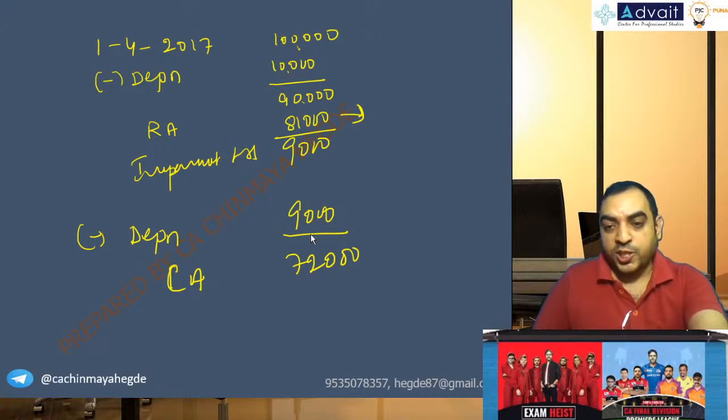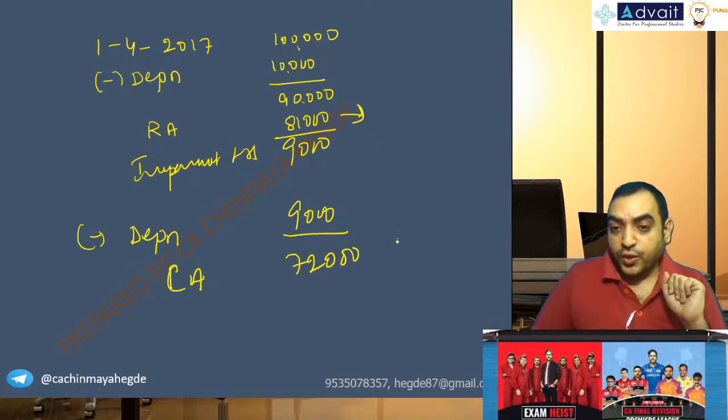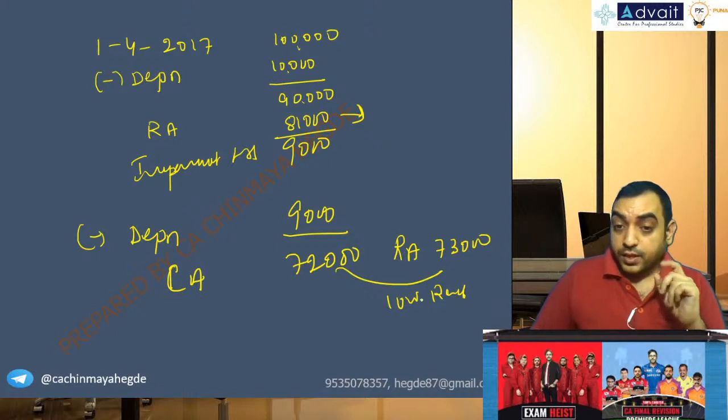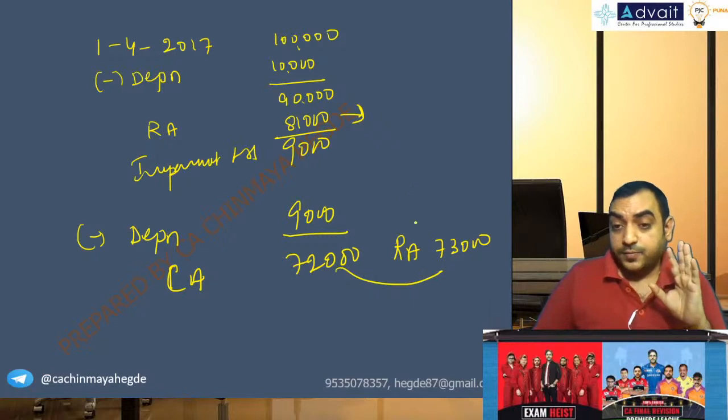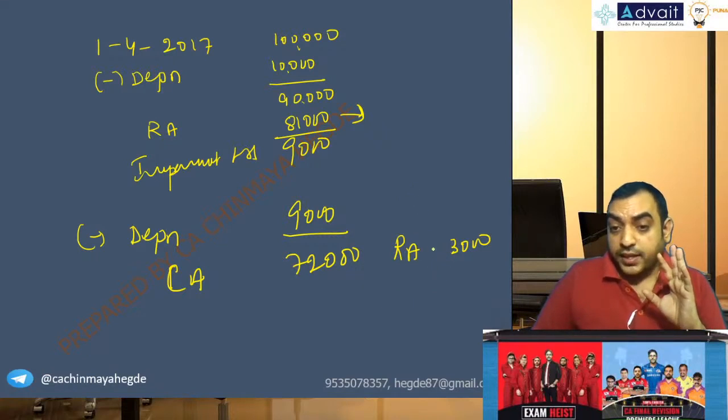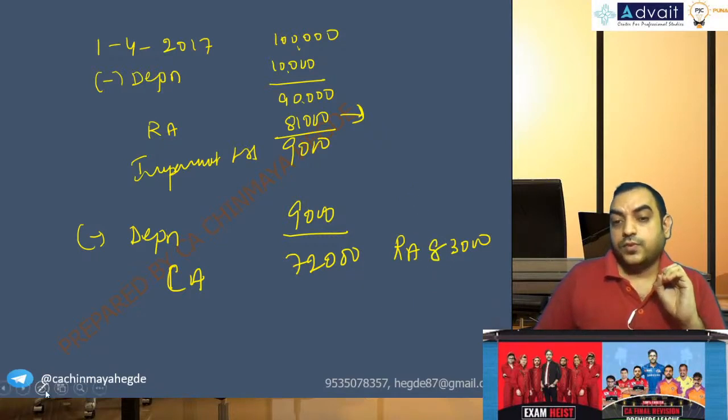Credit cannot be taken for potential receipt, but only for actual receipt. Yes, you are right. 72,000. But if the recoverable amount is 73,000, definitely 1,000 you can reverse. But if the recoverable amount is, let's say, not 73,000 but 83,000, how much reversal can you do?